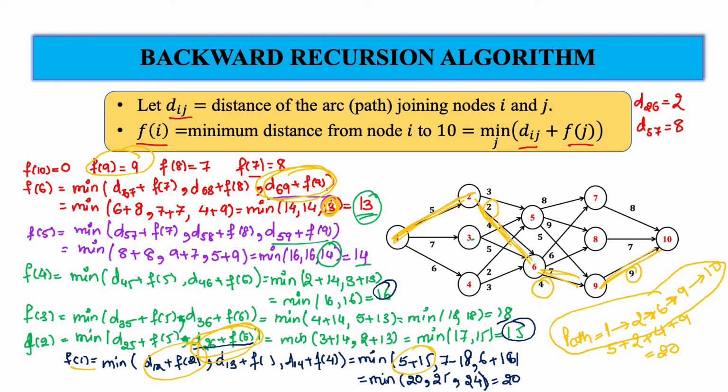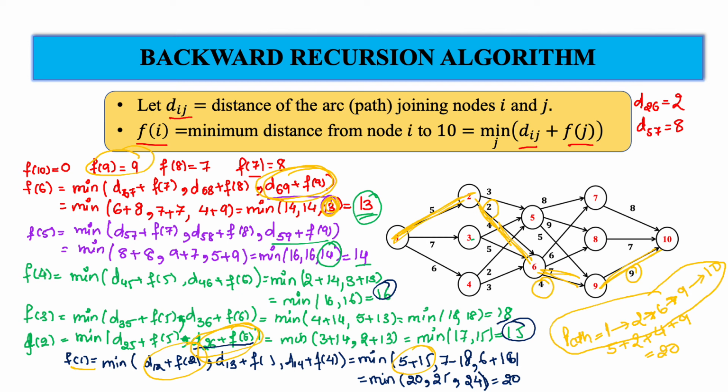How are you getting it? You are calculating backward. So 20, how are you getting it? You are getting it from 1 to 2. Okay, so in 2 what is the minimum? 2 to 6 is the minimum. In 6, what is minimum? 6 to 9 is the minimum. And from 9, what is the minimum? 9 to 10 itself is the minimum. Okay, so that's how you do the backward recursion algorithm to find the shortest distance between two different nodes.